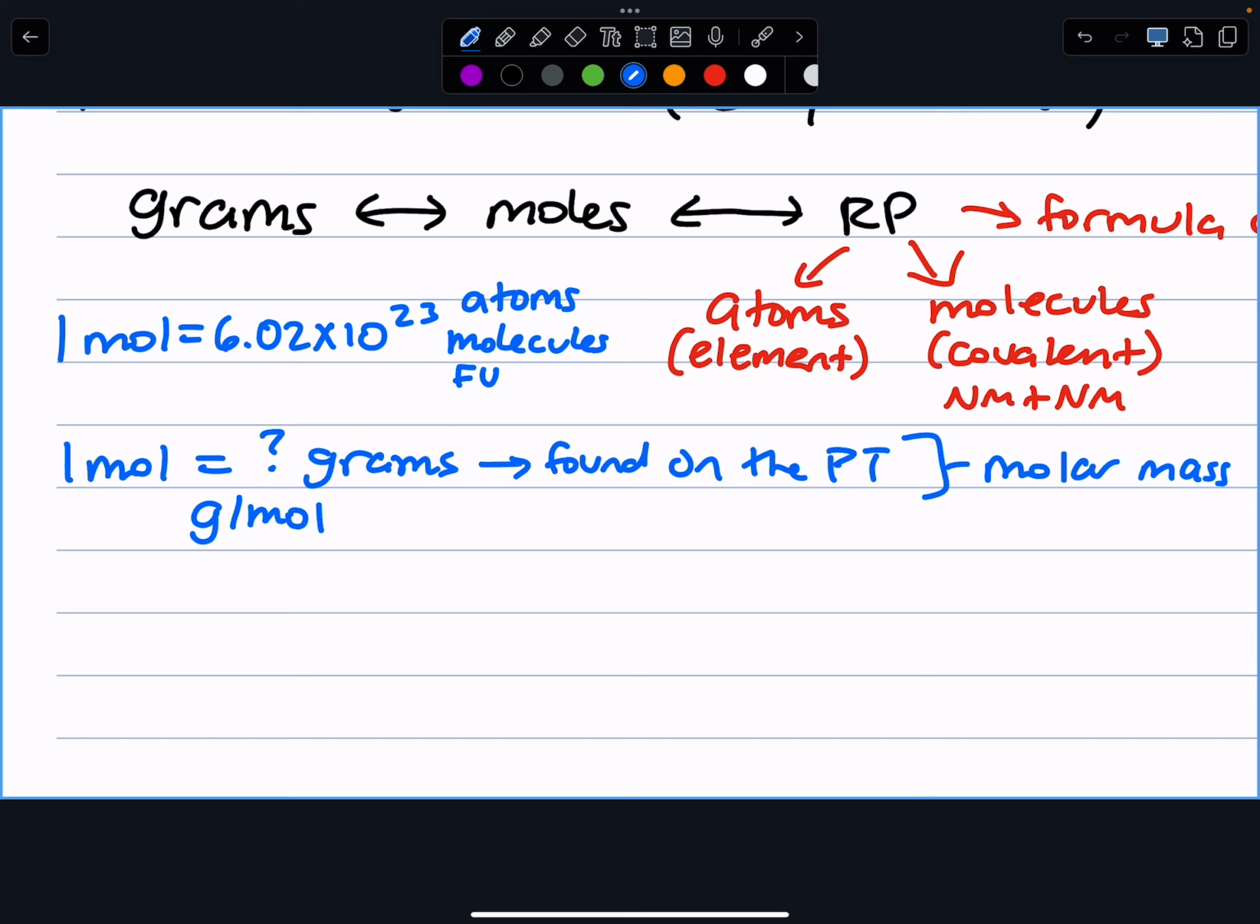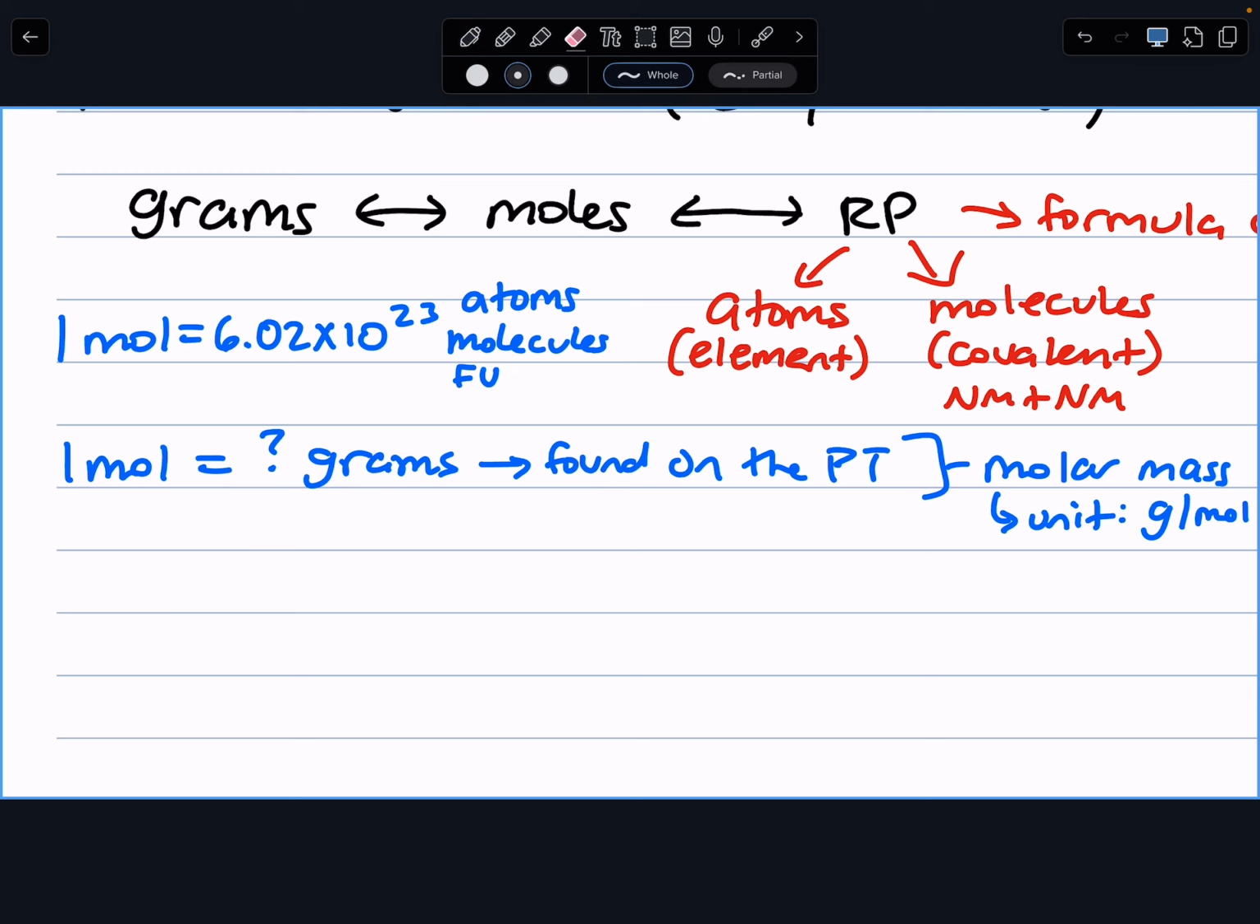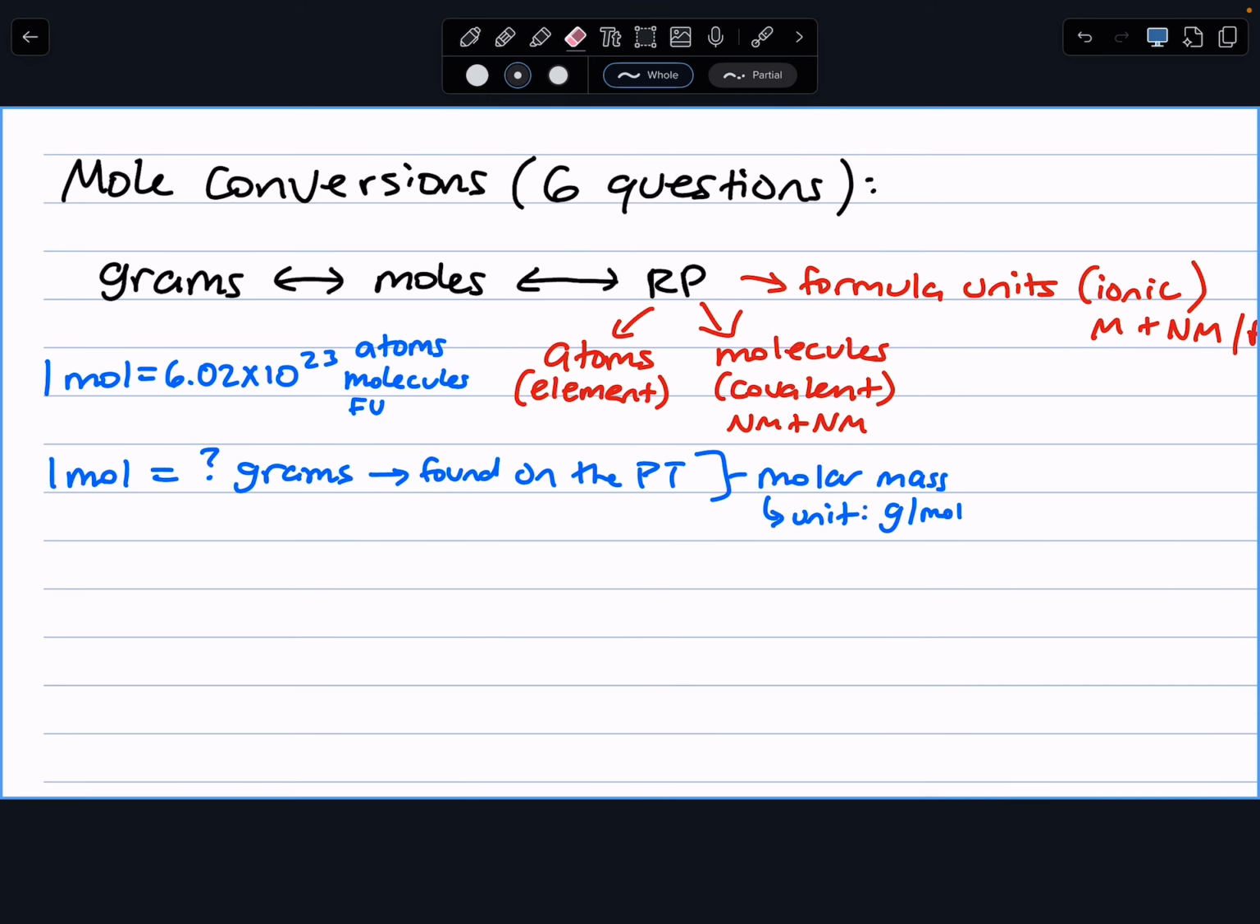This is a bonus question on your quiz. If I ask you what the unit of molar mass is, what would you say? Grams per mole. What is the unit for molar mass? Only 2 conversion factors that we use for these problems. Only 2. Okay, very simple.